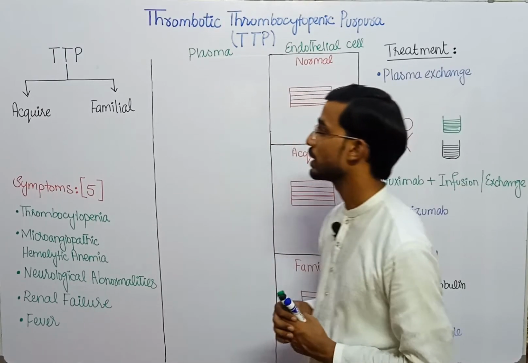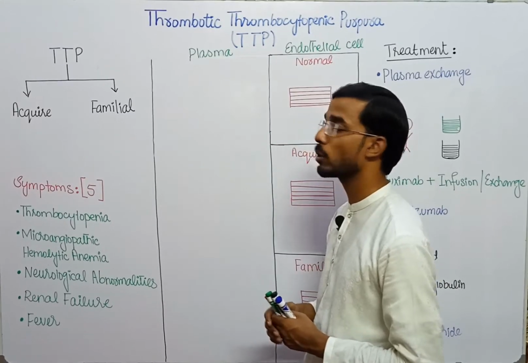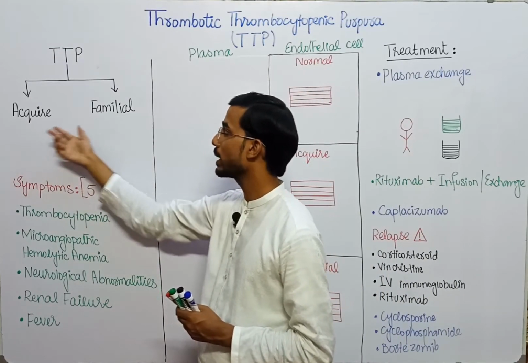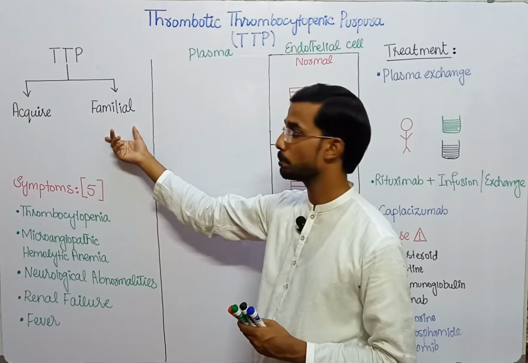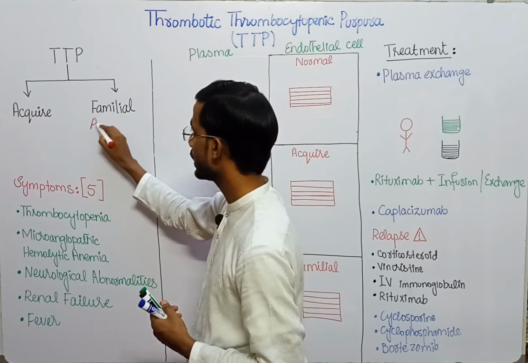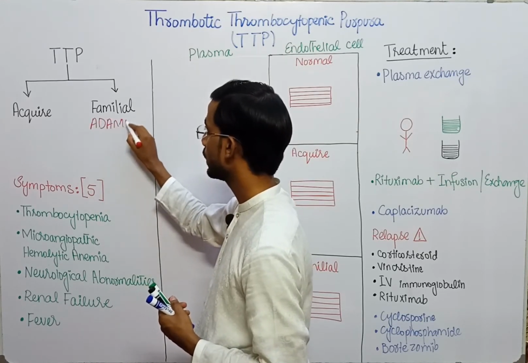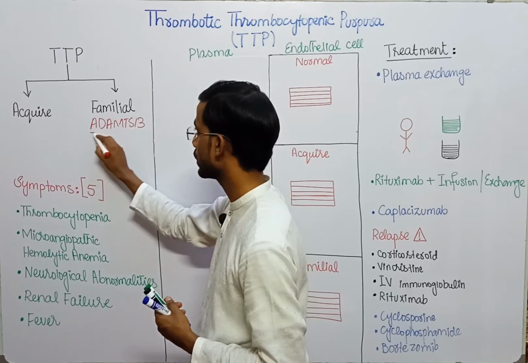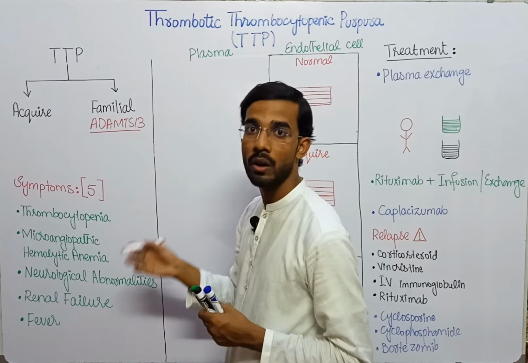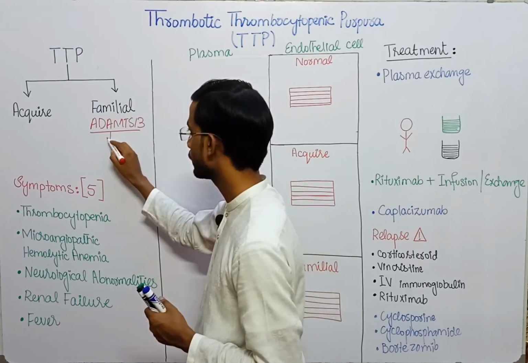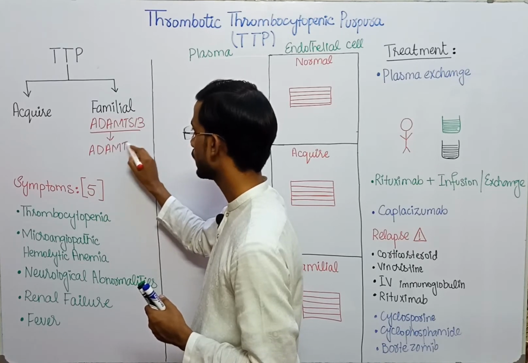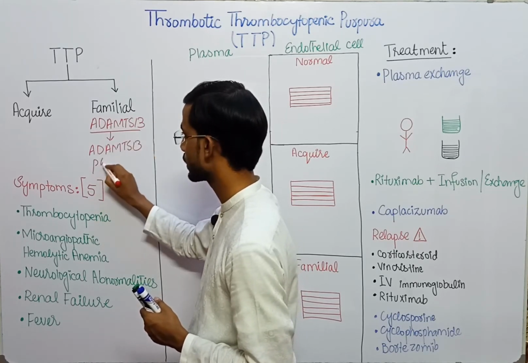Let's start. TTP, thrombotic thrombocytopenic purpura, has two categories. It can be acquired, or it can be familial, meaning genetic. In the genetic form, ADAMTS13 mutation occurs, and it causes reduction or absence of the ADAMTS13 protease.